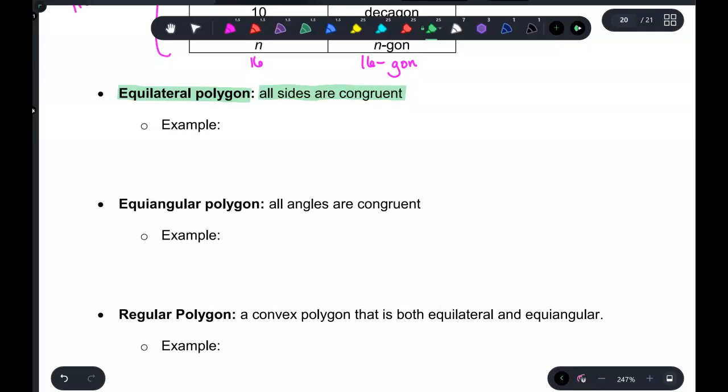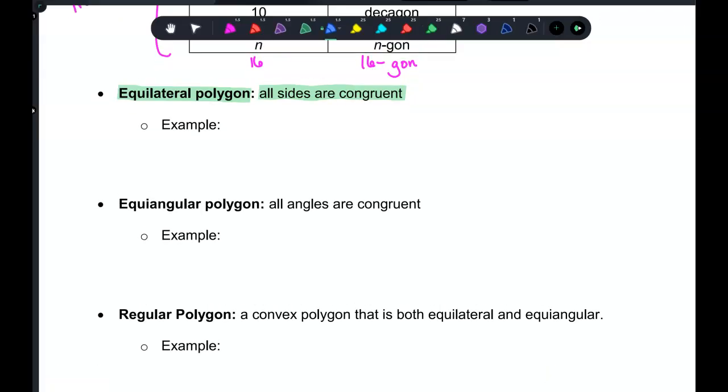Well, let me do, what do you want to do? Square, we can do a square. There is a triangle. So I'll draw a square.